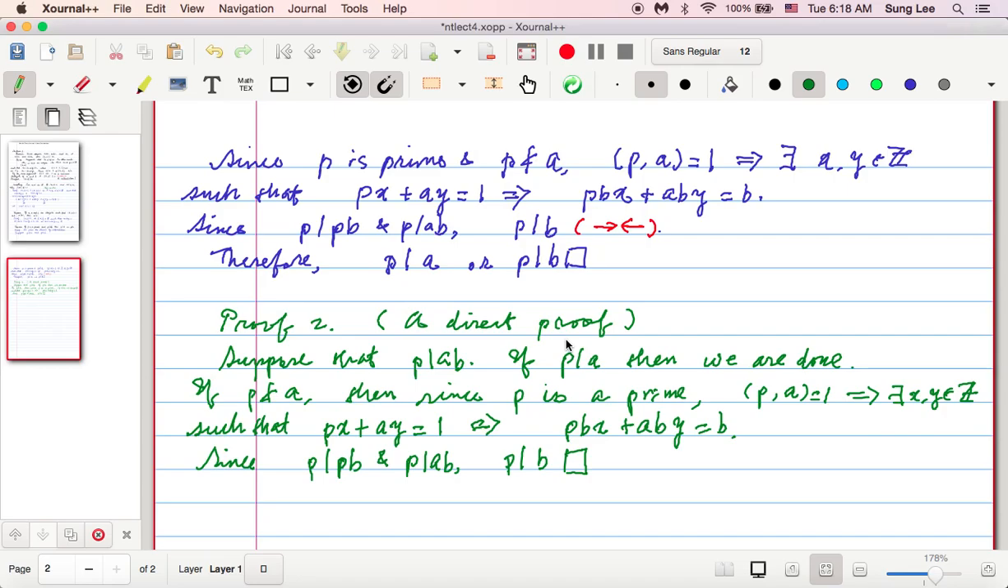Again, the core idea is the same. It's essentially the same proof, but the earlier one is an indirect proof by contradiction, and this is a direct proof. Just a different way of writing a proof. I think this is a good place to stop.